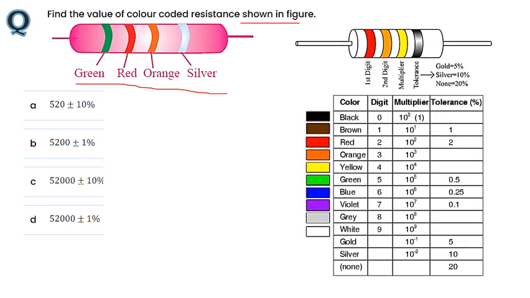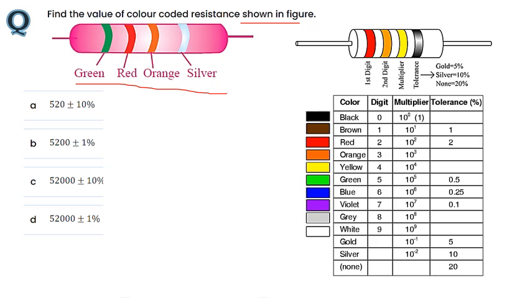See, there are four colors in this case: one, two, three, and four. The first color describes the first digit, and the second color describes the second digit. The third one is the multiplier, depending on which we have to mention the value, and the last one is the tolerance, which says by what percentage the resistor can tolerate the applied current. That one we are going to see here.